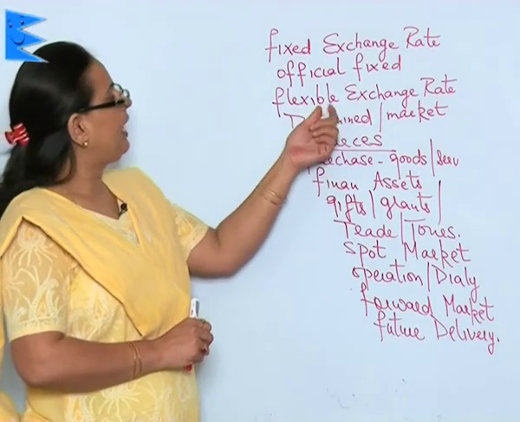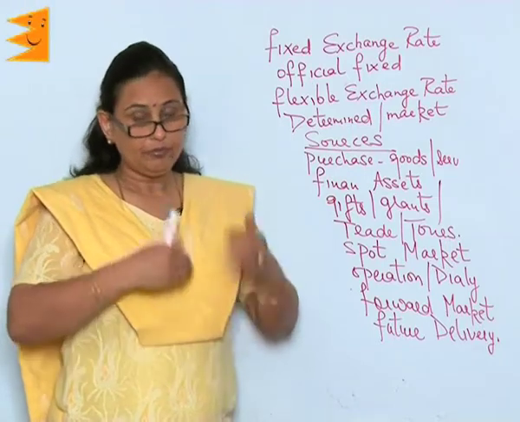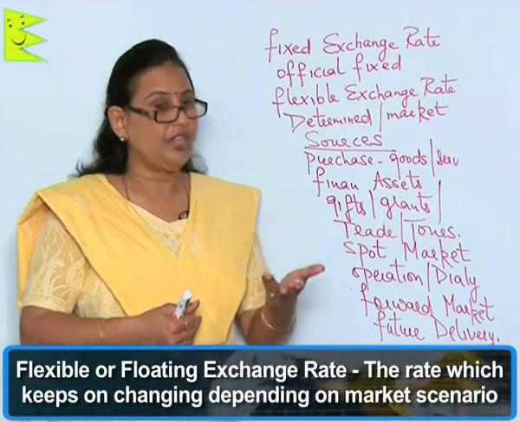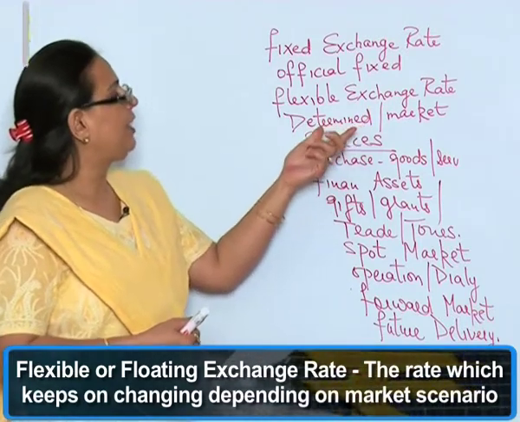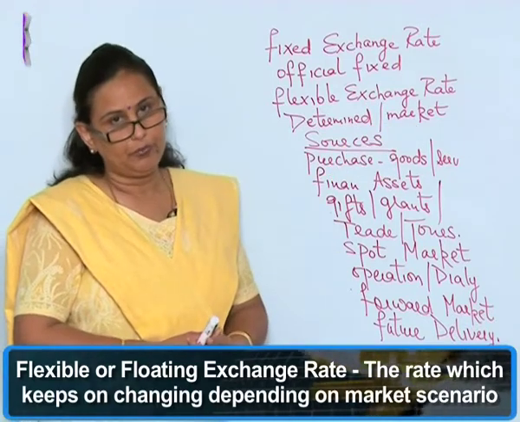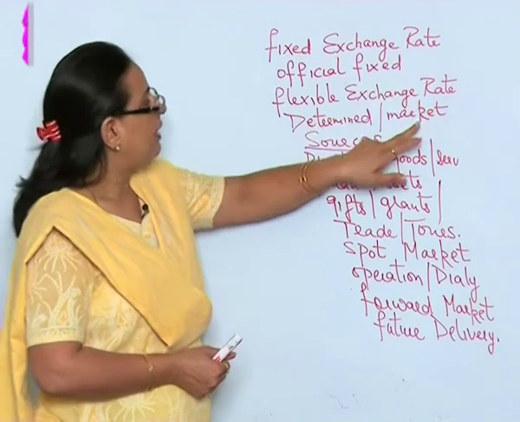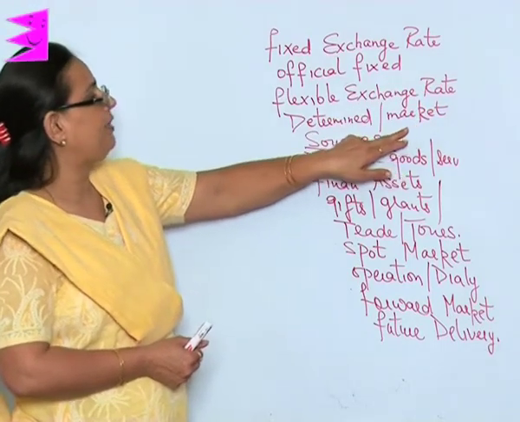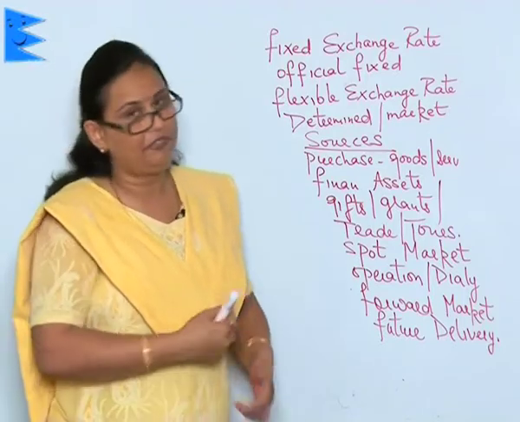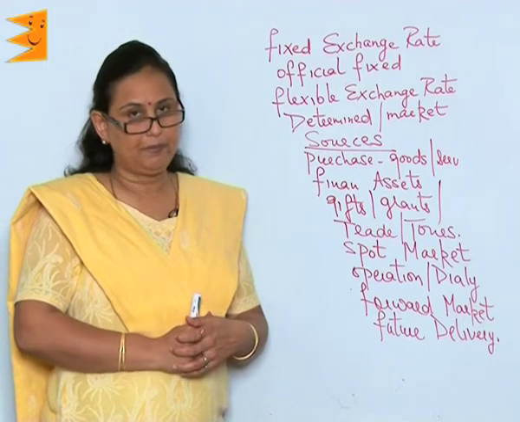But there is something called the flexible or floating exchange rate. This is the rate which keeps on changing depending upon the market scenario. Here the government has fixed it for a specified period, whereas here the market is setting the exchange rate a number of times. There is no specification of time limit.